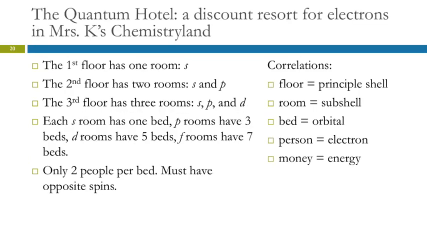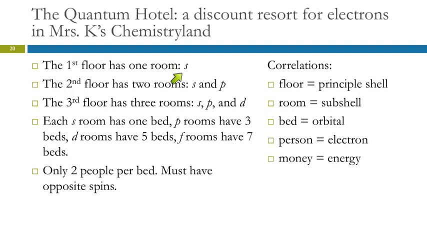Okay, so that can be a lot to try to take in, and it's very abstract. So I've come up with this crazy analogy I call the Quantum Hotel, a discount resort for electrons in Mrs. K's chemistry land. The first floor is like the principal energy level 1. The second floor is n equals 2, the third is n equals 3, etc.